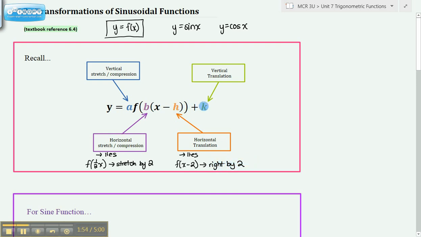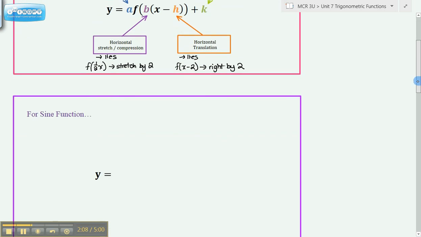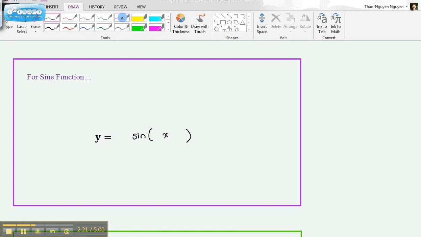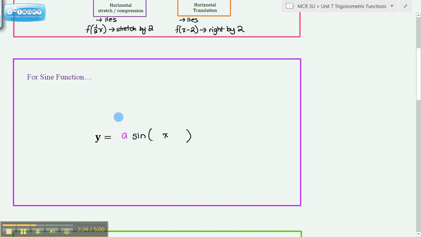The last transformation is the k, and the k is outside of the function f of x. It's attached at the end, and this value tells you the vertical translation. So there we have, if you remember, the general form of a transformed function. So now let's apply that to the sinusoidal functions. The first sinusoidal function is the sine function, which is y equals sine of x. So if we apply the first transformation, we should have a value of a. And that value of a will tell me that there is a vertical stretch and compression.